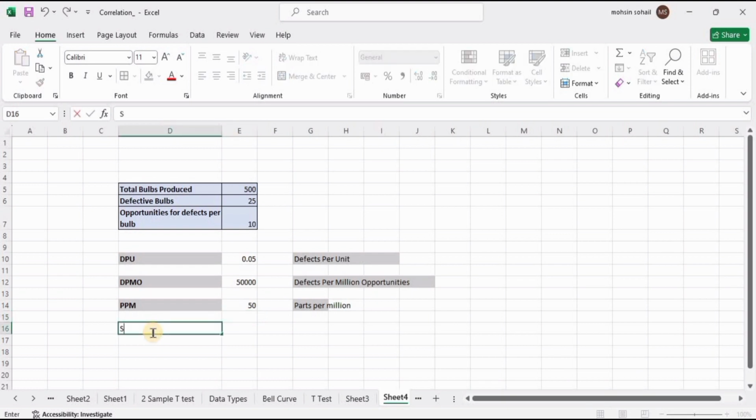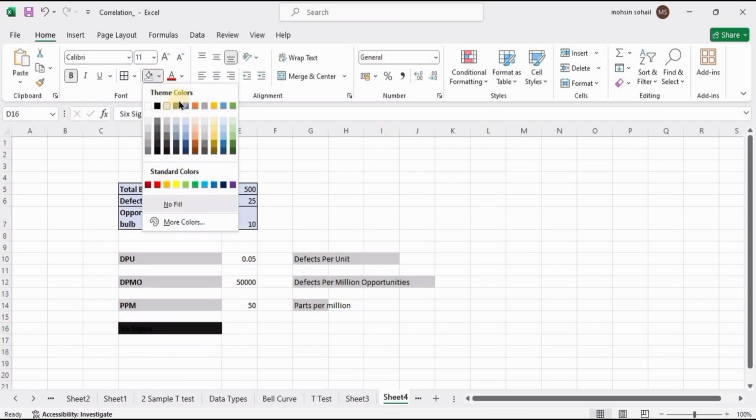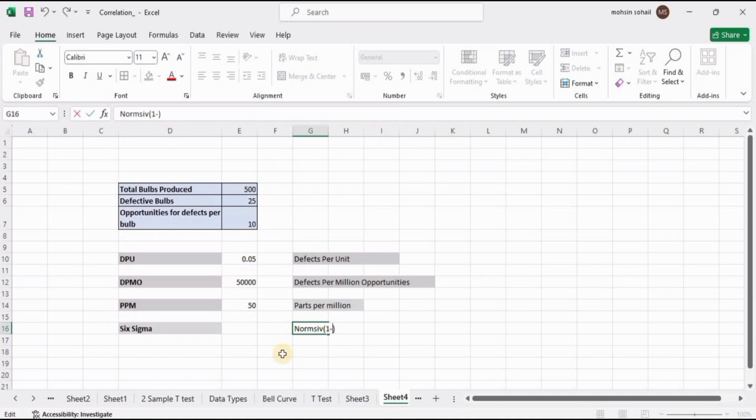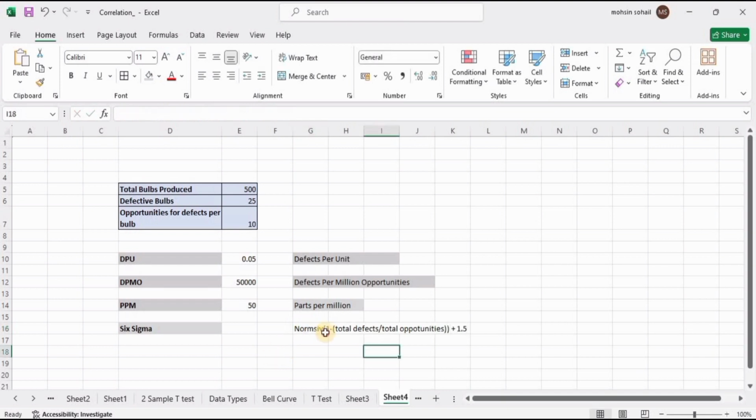And now finally it's time to find the Six Sigma value. To find Six Sigma value, we use one formula mostly, and that is NORM.S.INV of (1 minus total defects divided by total opportunities) plus 1.5. Alright, so let's apply it here.